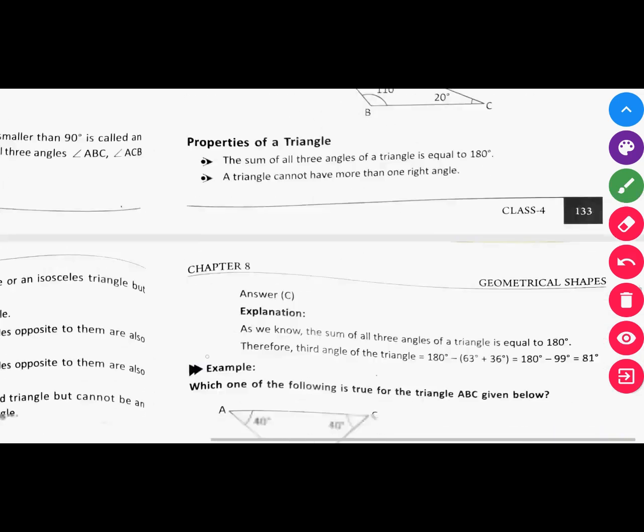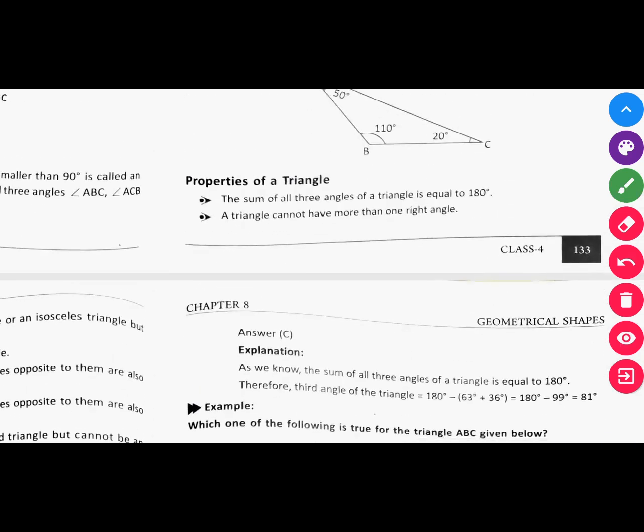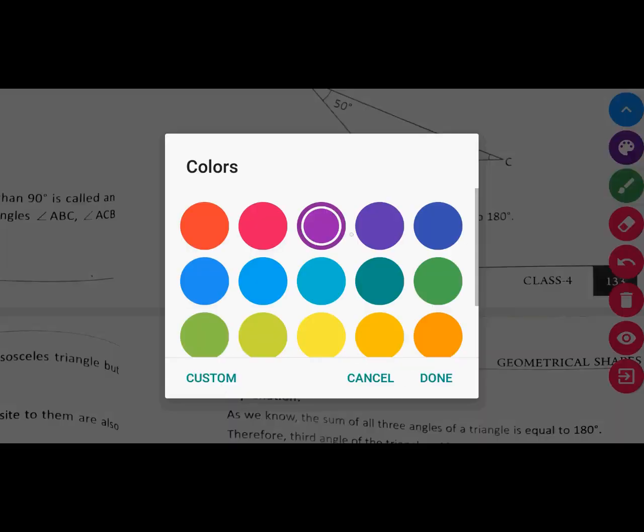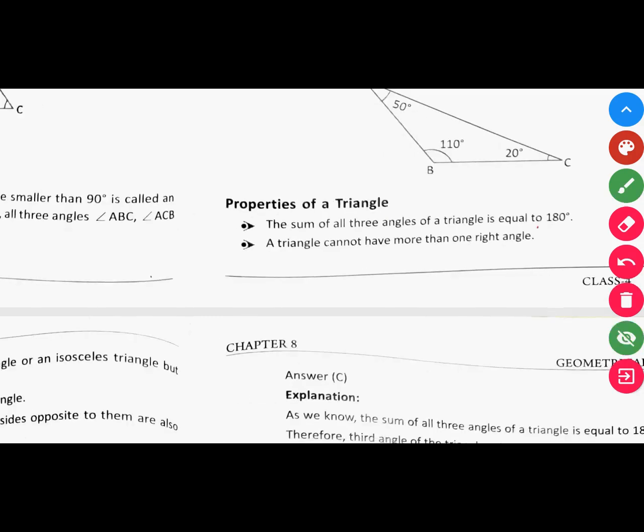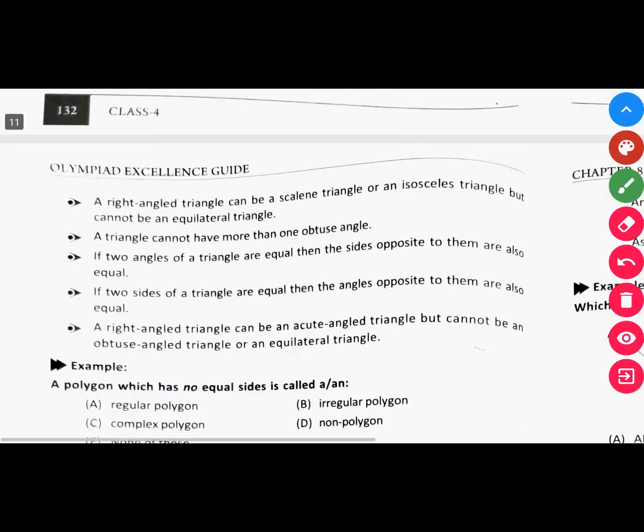Okay, now some properties of triangles are given. Some I had already told you. See, the sum of all the angles of a triangle is equal to 180 degrees. I already told you this. A triangle cannot have more than one right angle. This also I told you. In a triangle, if one angle is of 90 degrees, there is no possibility of another angle also to be of 90 degrees, because in a triangle only one angle will remain of 90 degrees.